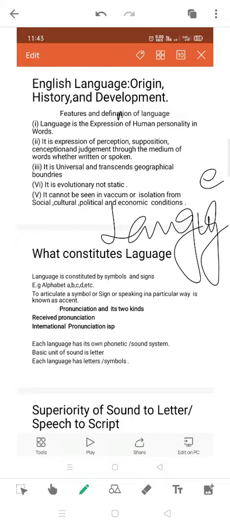You can note it down. What constitutes language? Because everything is made up of constituents. Now, what is it that constitutes a language? Language is made up of words. Words are made up of symbols and signs. Hence, we can say that signs and symbols are the basic units, the basic building blocks of the edifice of language.